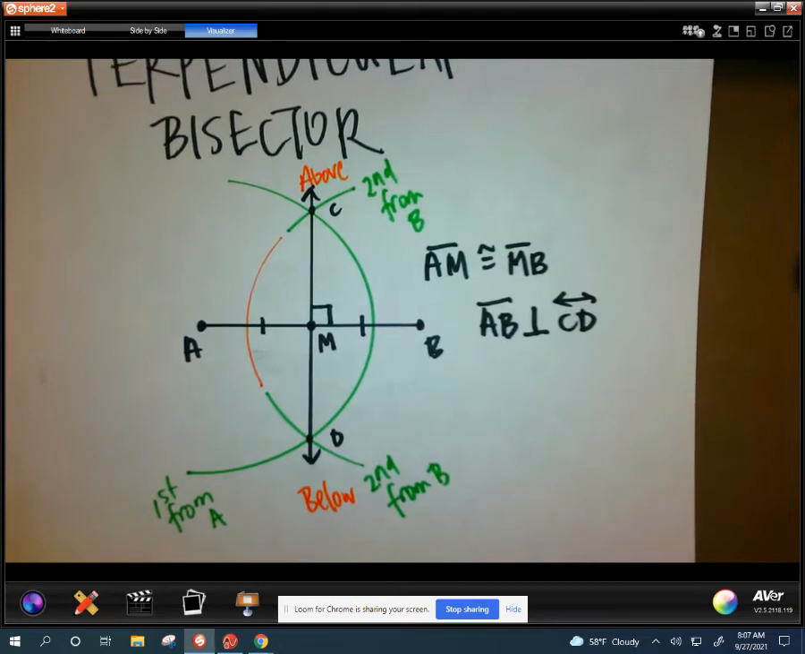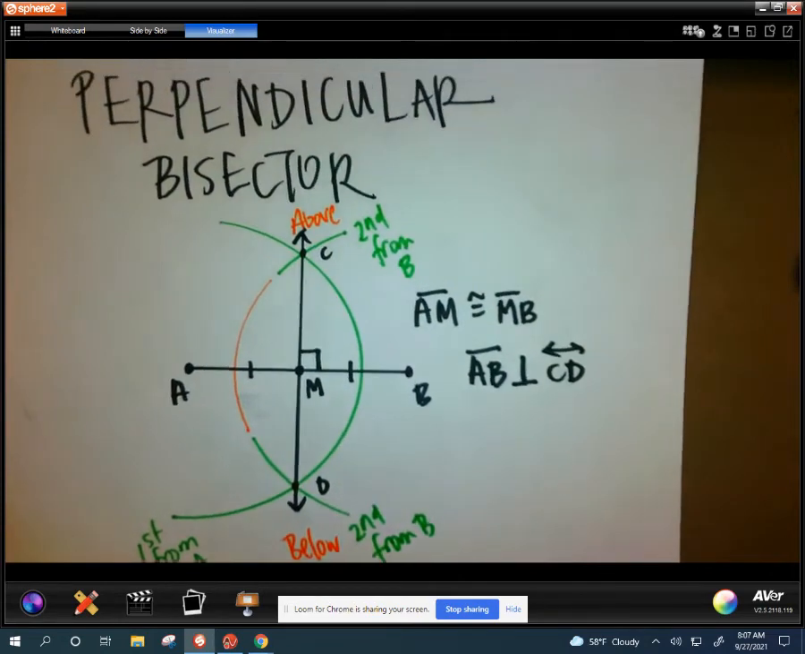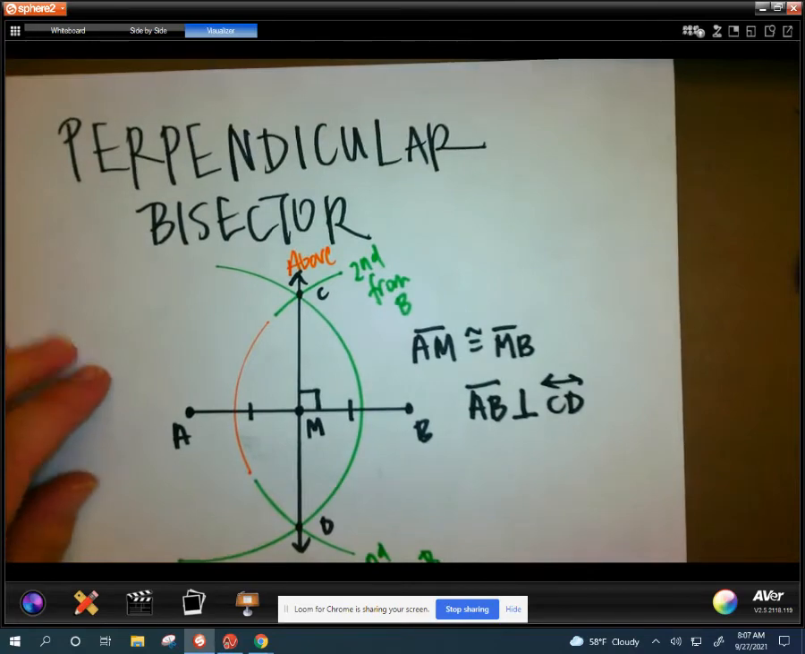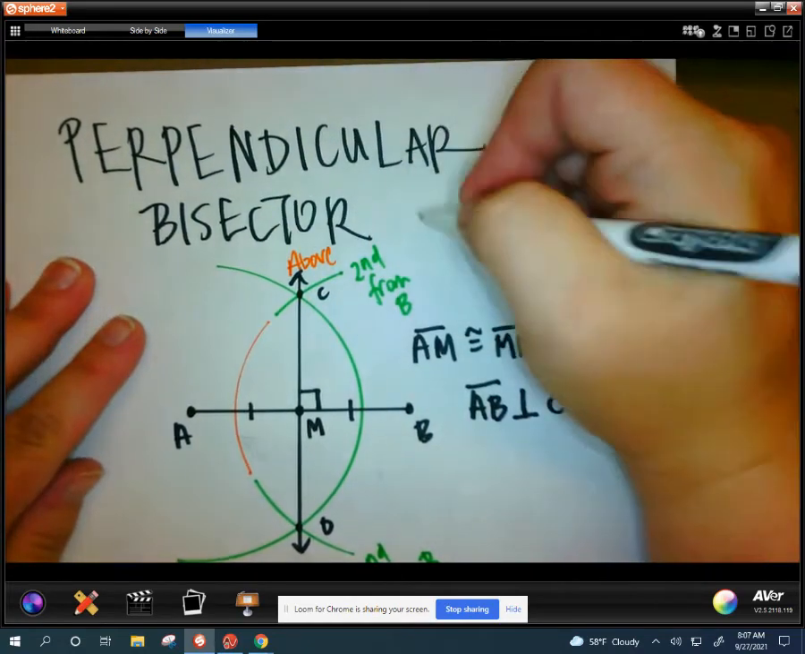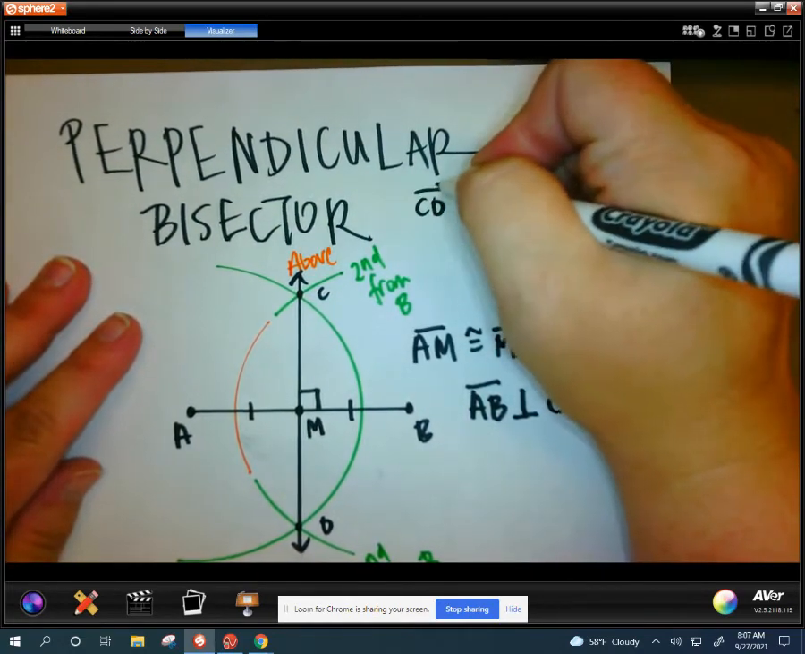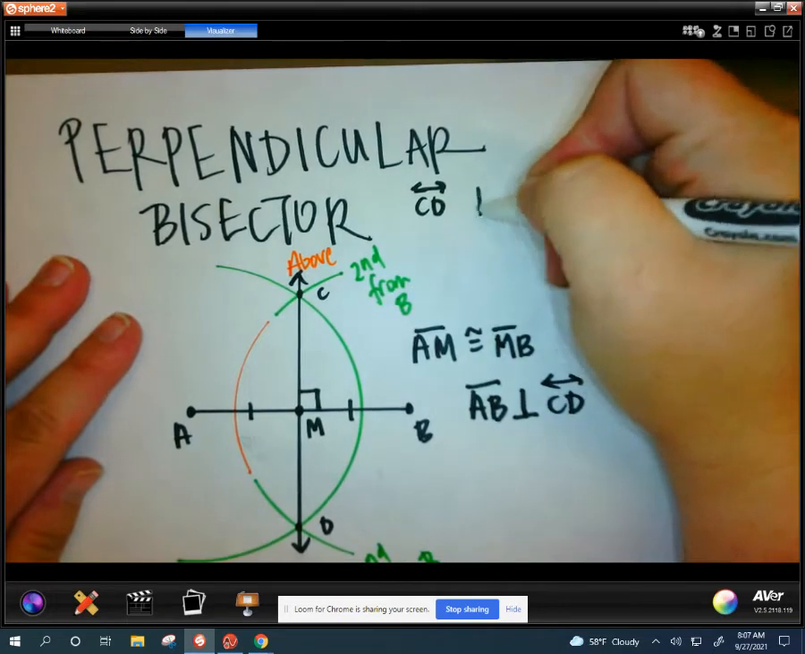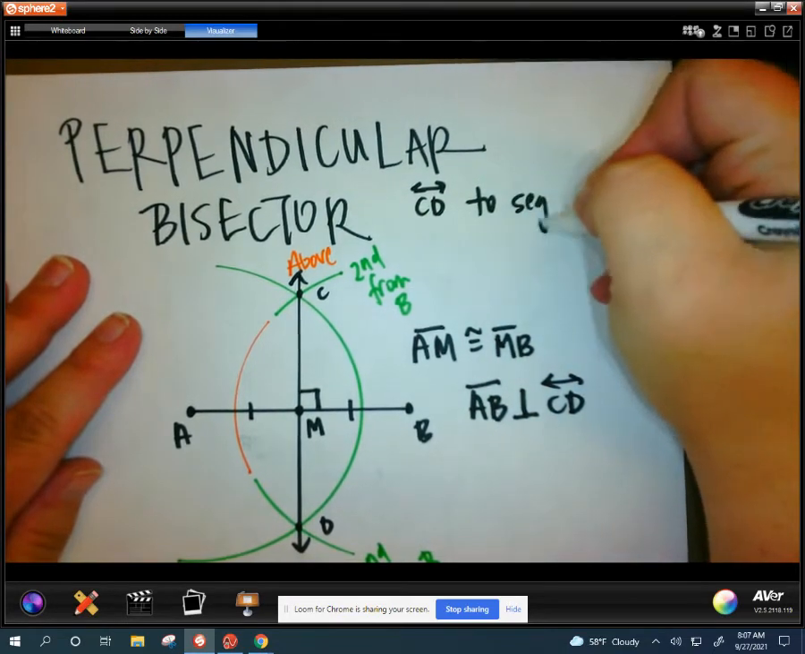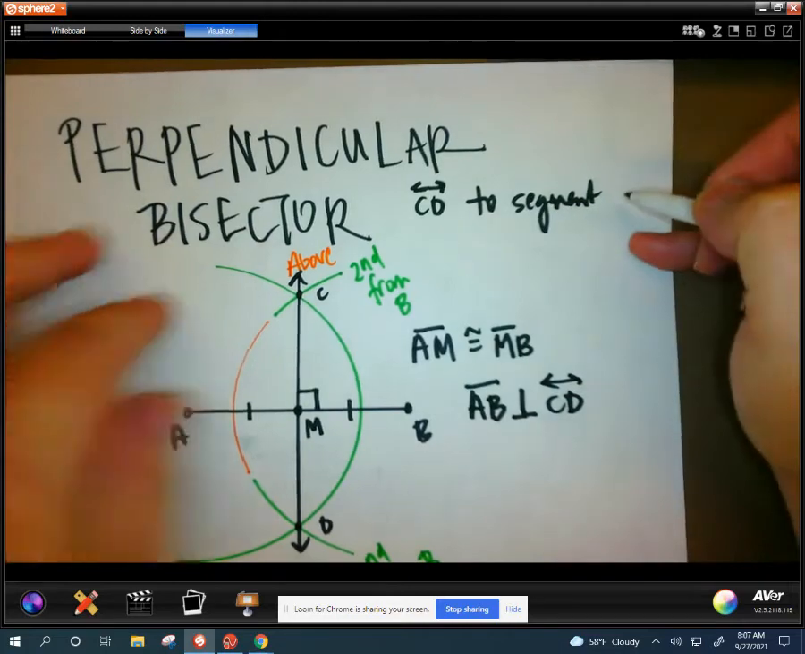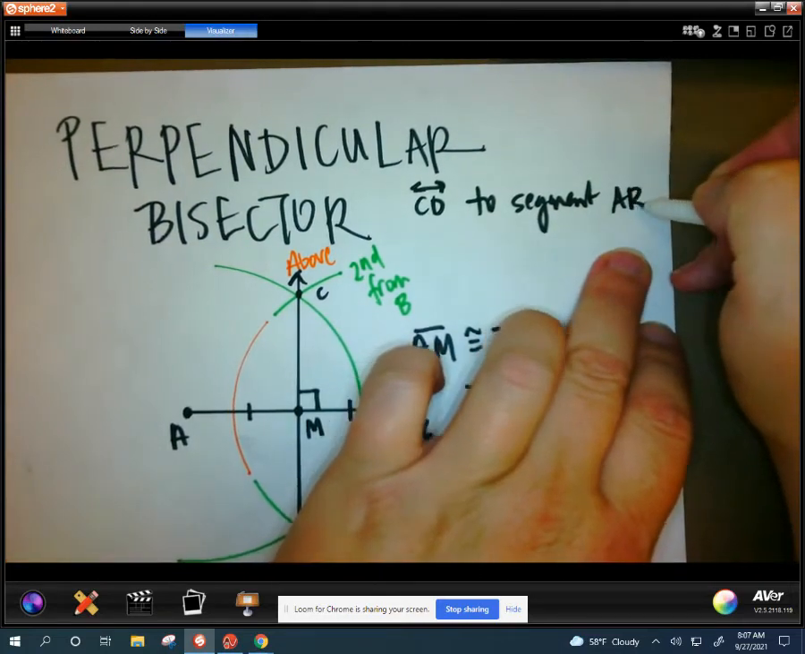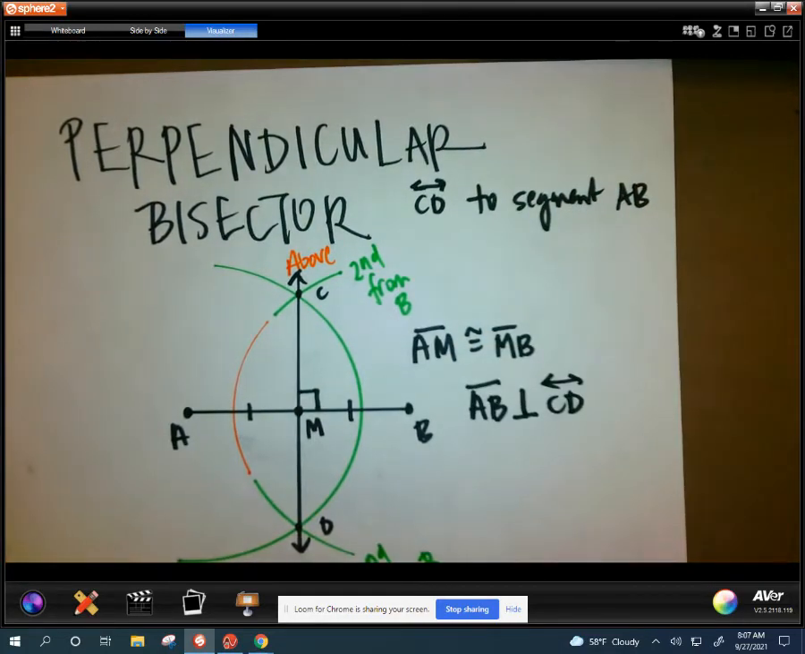And just to make sure we clarify what we have drawn: perpendicular bisector CD to segment AB. So the perpendicular bisector is CD. What did it perpendicularly bisect? It bisected AB and made right angles when it intersected.